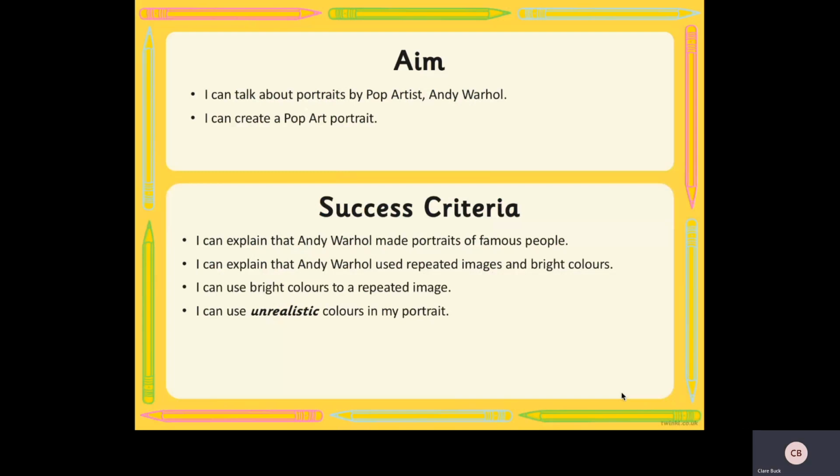You'll be able to explain that he made portraits of famous people using repeated images and bright colours, and you'll be using bright colours in a created image and using unrealistic colours in a portrait. You can use paints, crayons, colour pencils, felt tips, whatever you've got really.